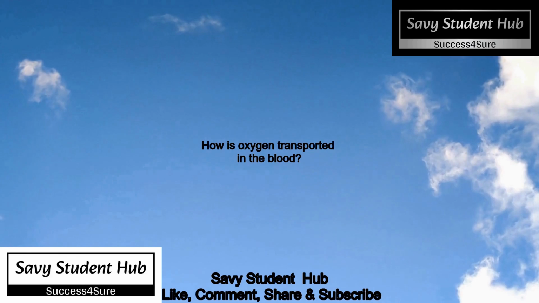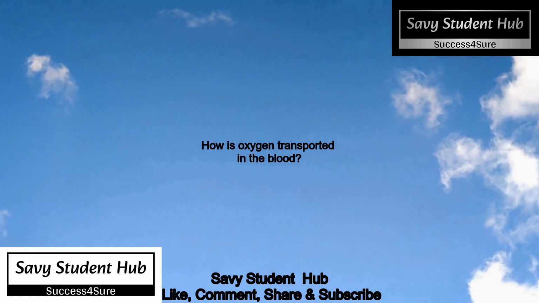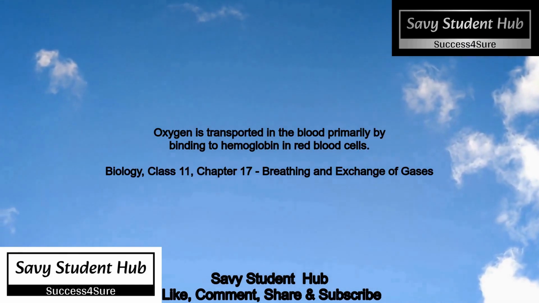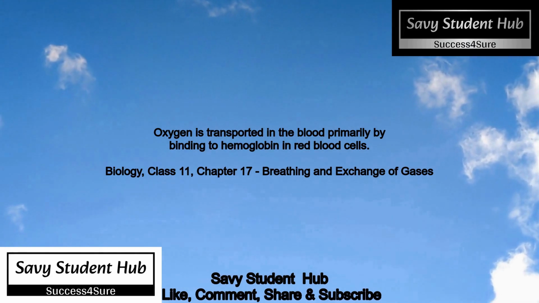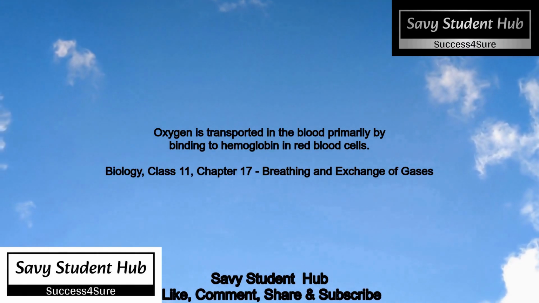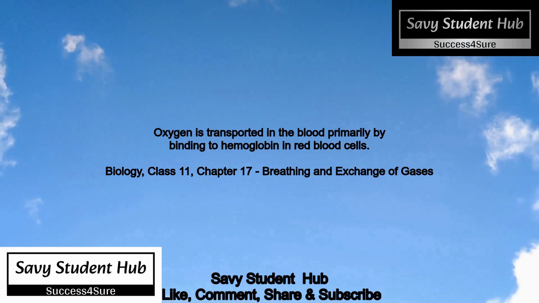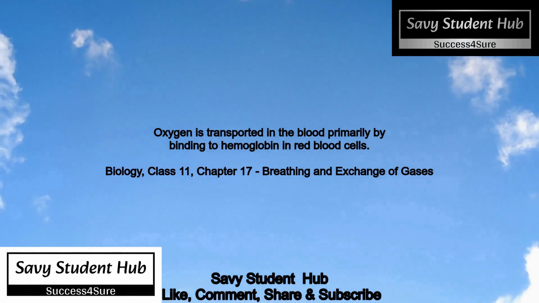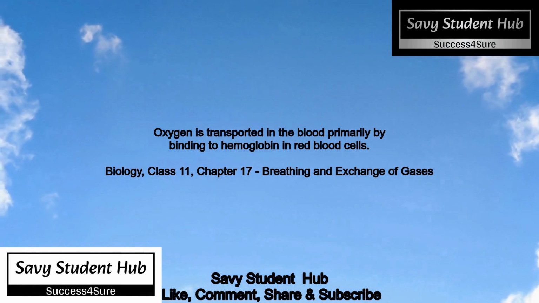How is oxygen transported in the blood? 3, 2, 1, 0. Oxygen is transported in the blood primarily by binding to hemoglobin in red blood cells.